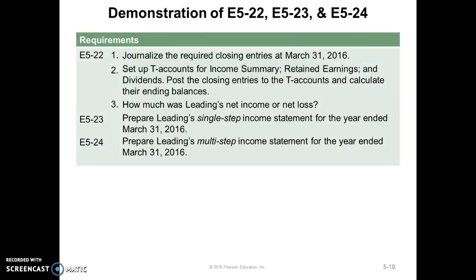So this is what we're going to do. We're going to journalize the required closing entries. Remember the closing entries that we did in the last class? We're basically closing out net income to retained earnings. Second, we're going to set up T accounts for income summary, retained earnings, and dividends, post the closing entries to the T accounts, and calculate their ending balance. We're going to say how much was the company's net income or net loss, and we're going to prepare a single-step income statement. Single-step income statement just basically means your revenue minus all your expenses, and that's it.